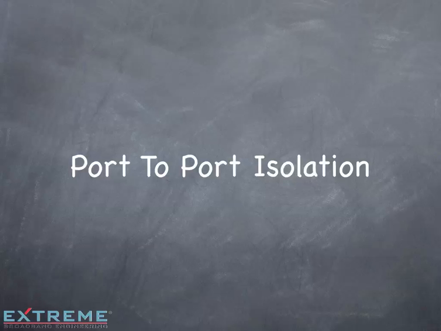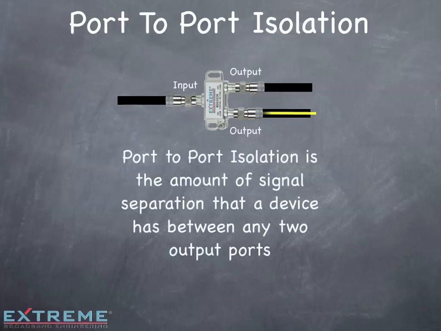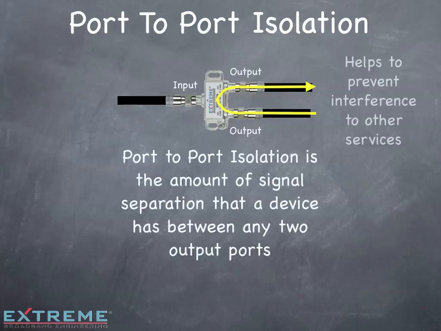Next, we'll look at port-to-port isolation. Port-to-port isolation is the amount of signal separation that a device has between any two output ports. This helps to prevent interference to other services from high-level return signals.